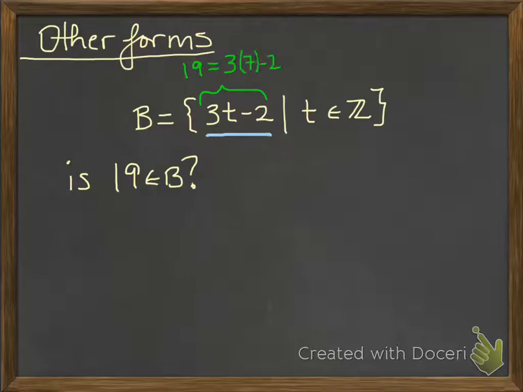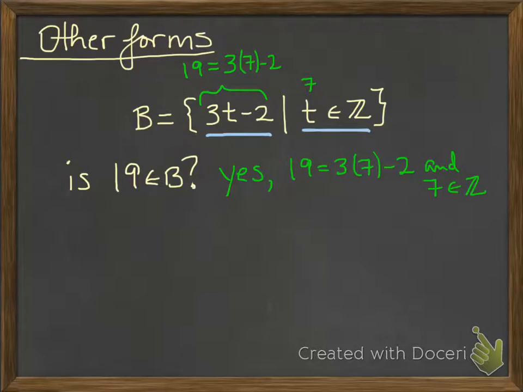If I think about it a little bit, I can realize that yes, 19 looks like 3 times 7 minus 2, which means that the thing that's being placed in for t there is 7. Now, is 7 an element of Z? Is this true right here? Yes, it is. It's an integer. And so I can say yes, 19 is an element of B because 19 has the form 3 times 7 minus 2, 3t minus 2, for a value of t that is in the integers.